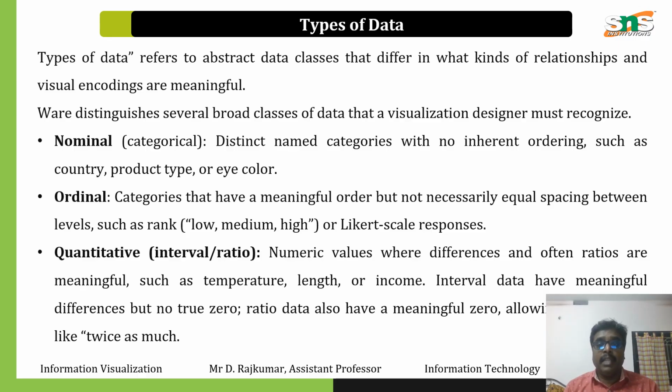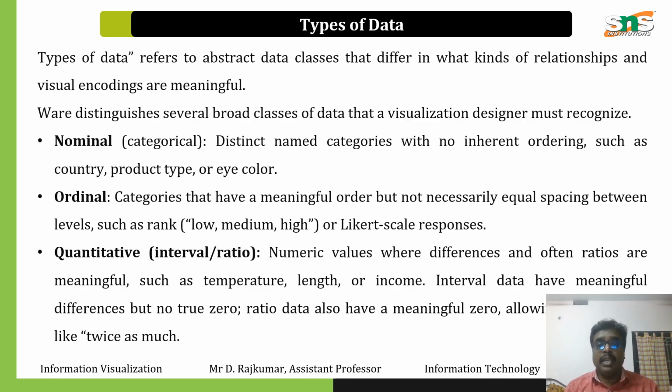The next one is quantitative, which are numerical values with distinct differences, or where ratios are meaningful, such as temperature. Temperature measured in a period of 30 minutes or in a period of 1 minute. And length. Length has equal proportions, that is either 2 centimeter or 3 centimeter or 10 centimeter. Next is income in terms of rupees. This interval data will have meaningful differences, but no true zero is allowed, whereas in ordinal, zero is allowed. So here there is no true zero.